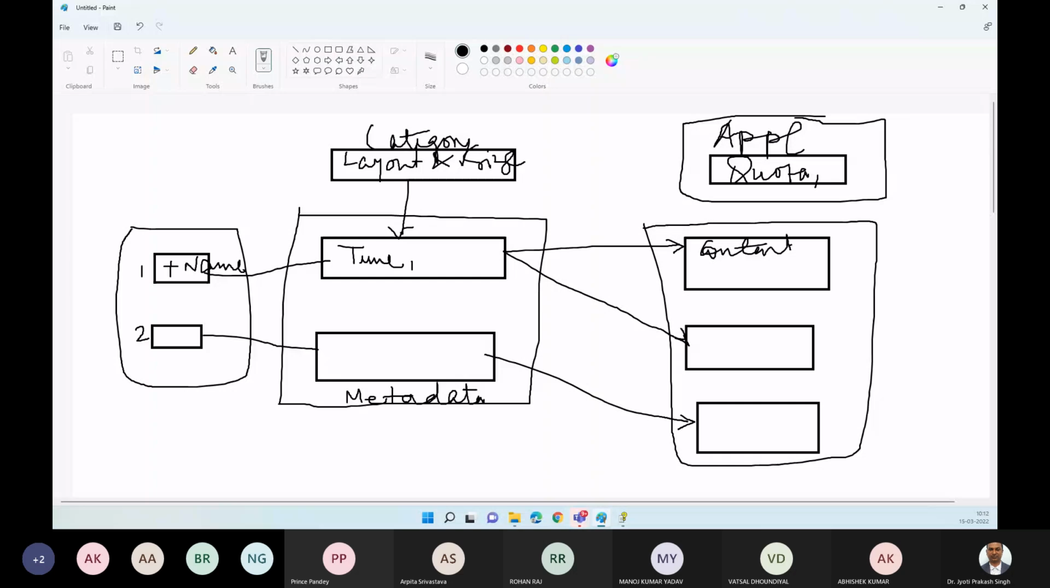Okay, so now the question is exactly why we have divided into different components and what we can get from them.